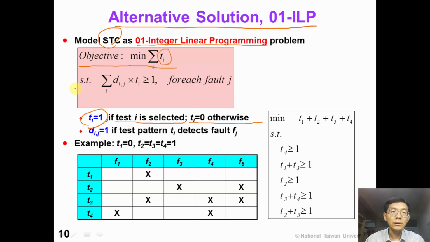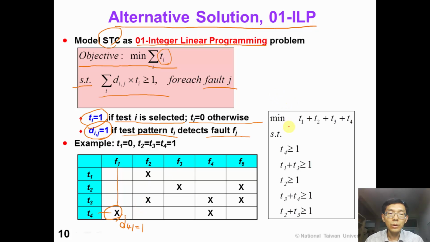This programming is subject to the constraint summation Dij times Ti must be greater or equal to 1 for each fault j, where Dij is a binary constant. Dij is equal to 1 if test pattern Ti detects fault Fj. For example, because T4 detects F1, D41 is equal to 1.